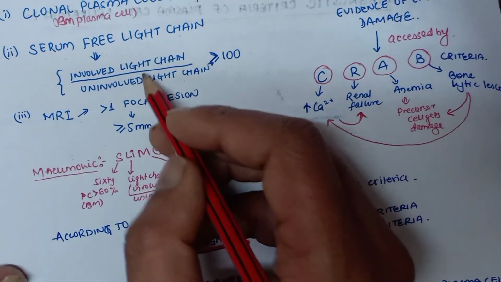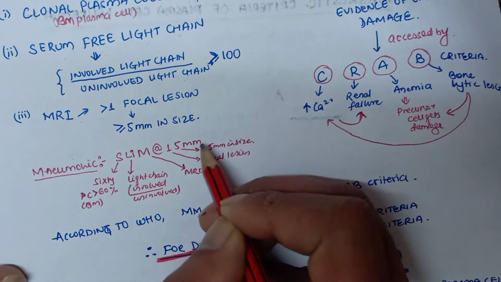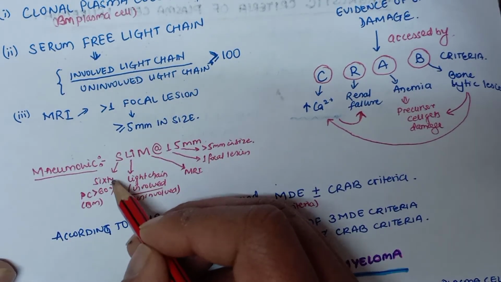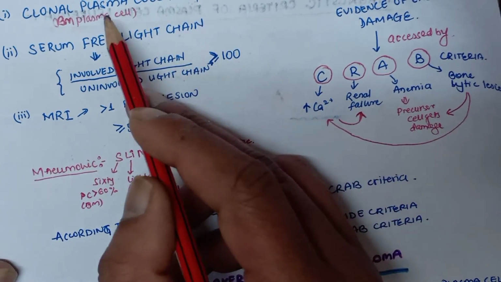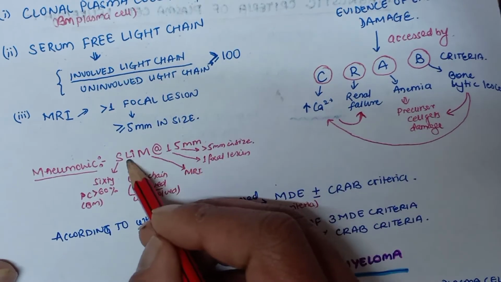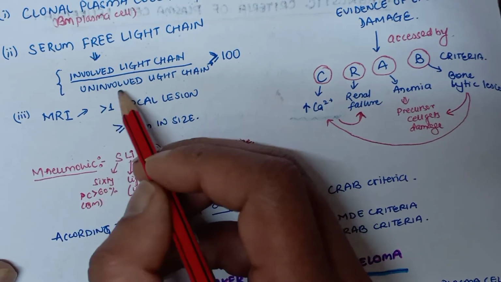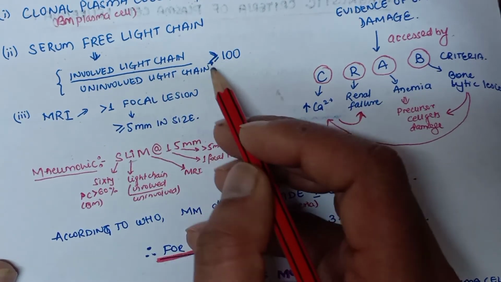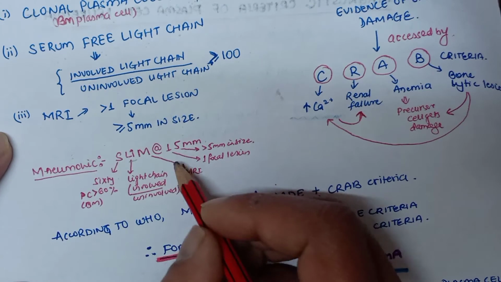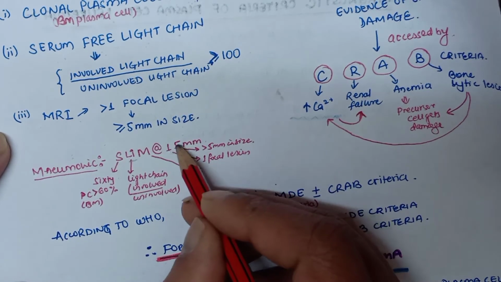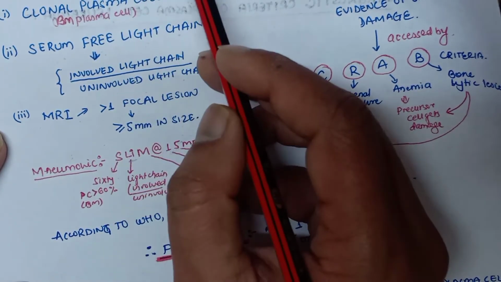So how can you remember this? There is a mnemonic SLIM, SLIM at 15 mm. S means 60, so bone marrow plasma cells should be more than 60%. Li is the light chain, that is light chain involved by uninvolved, which should be greater than 100. And M for MRI. MRI shows more than one focal lesion which should be greater than 5 mm in size. So these are myeloma defining events.